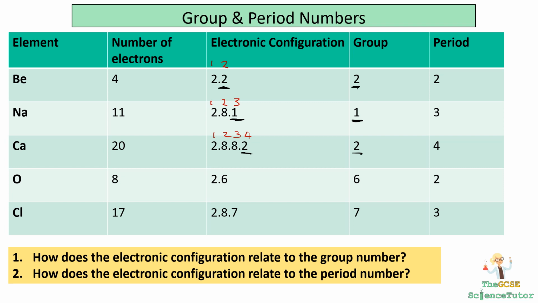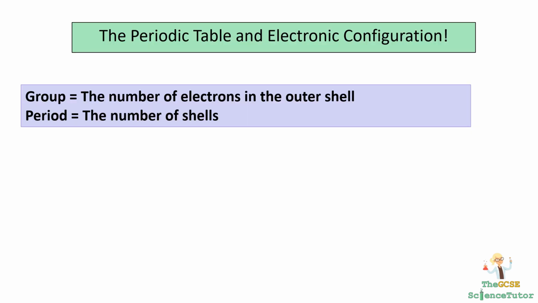And these are two very important links. So I would suggest that you write both of these down, that the group number is the same as the number of electrons in the outer shell, and the period number is the same as the number of shells. A really common question in exams.